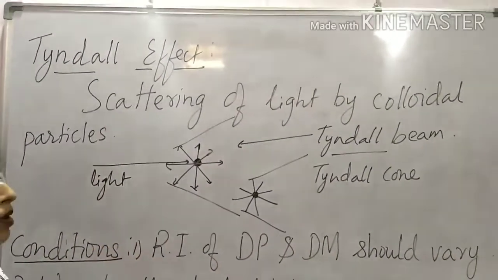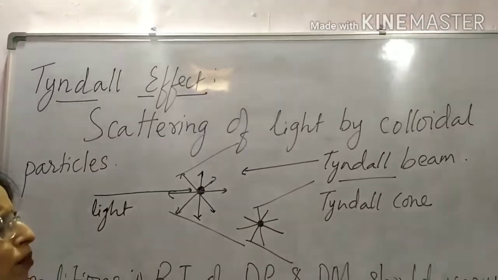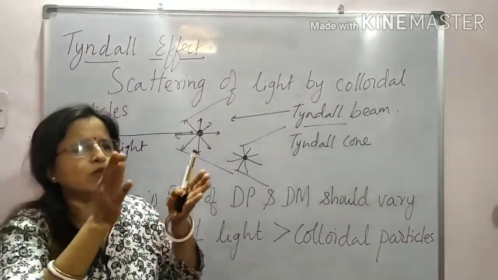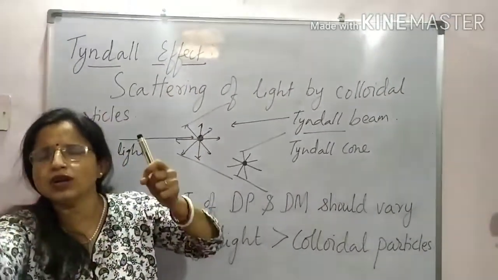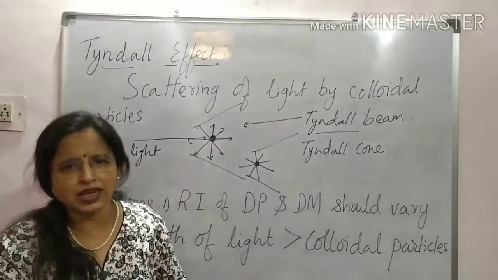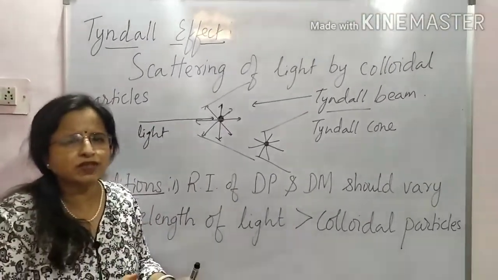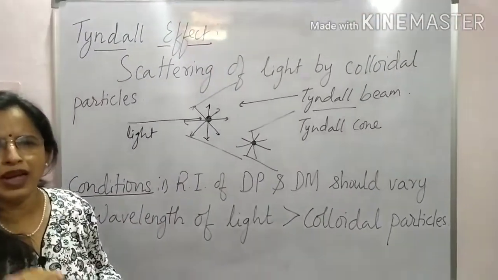This phenomenon you can see in the picture hall when the light is passing from the projector. You will see the light is forming a cone-like structure and it is falling on the screen. So let me try to demonstrate it by a very simple experiment.